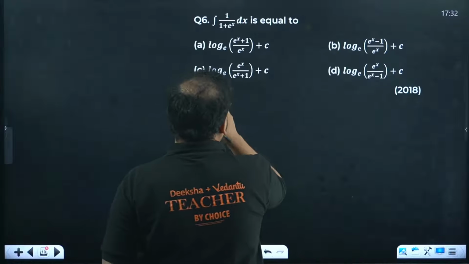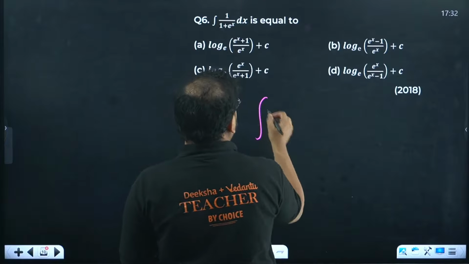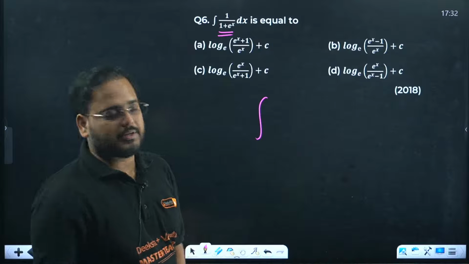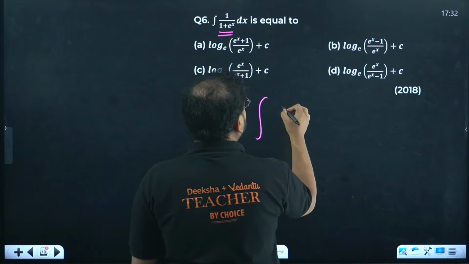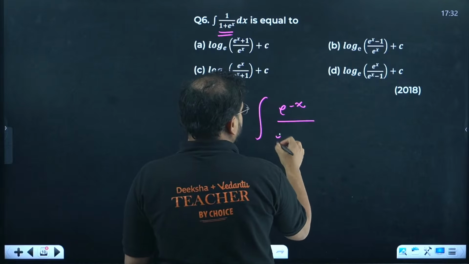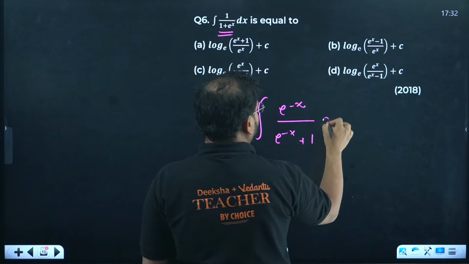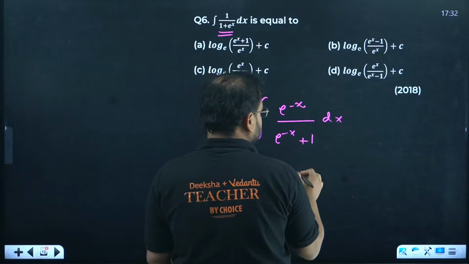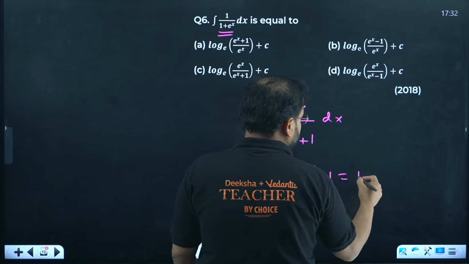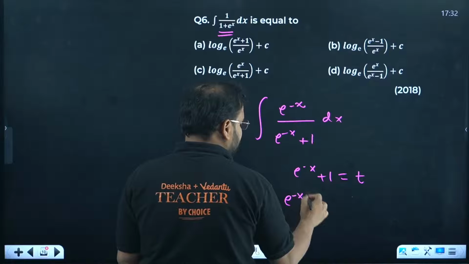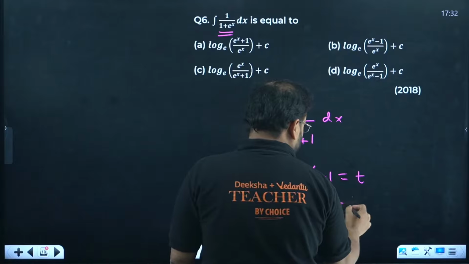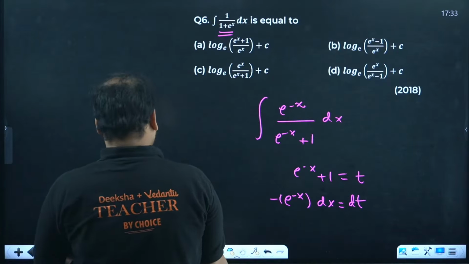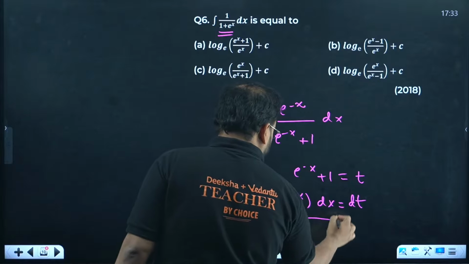Okay, so again we're going to do what? To make a substitution happen over here, I have to have the e power x in the numerator. We can't have that. Let's try something. Let's multiply everything with e power minus x. We'll have e power minus x upon e power minus x plus 1 dx. Now take this denominator as t. Differentiate it, you have e power minus x into minus 1 dx equals dt. So we can substitute this and we'll have this value equal to minus dt.